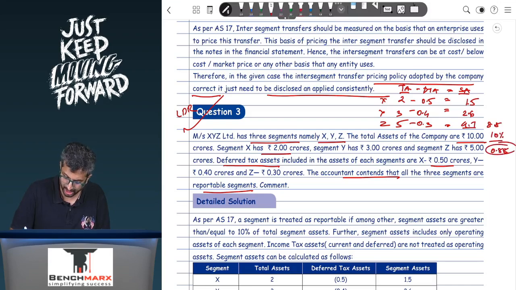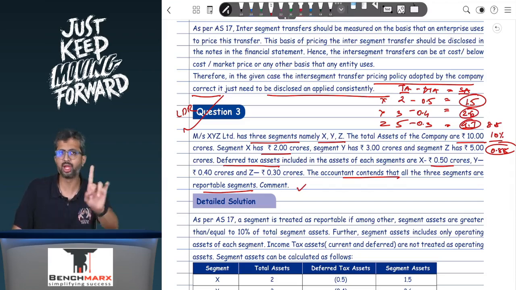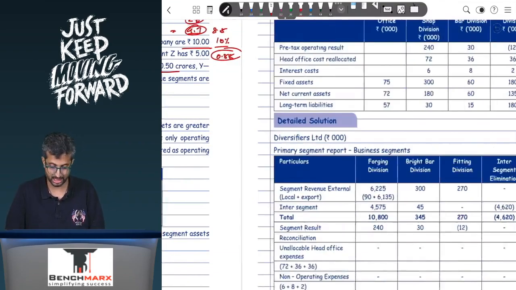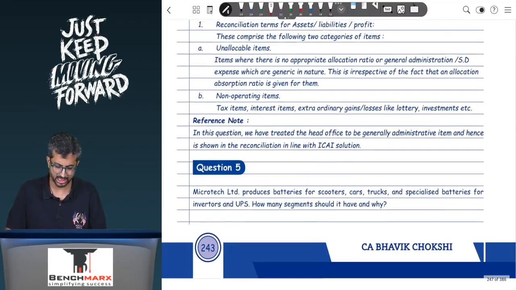Now this 0.88, X, Y and Z all are having segment assets of greater than 0.88, and hence the contention of the accountant is correct, but not by comparing total assets, but by comparing segment assets. So over here I'll compare these numbers and then figure out that the contention is correct. Now question number 4 we'll keep at the end. This is preparation of the segment report. We'll just complete all the small theory cases first.